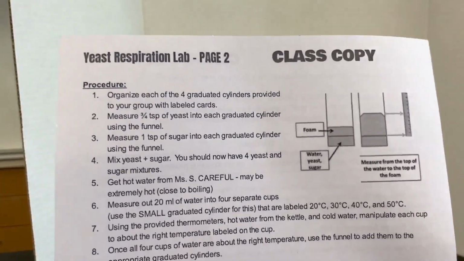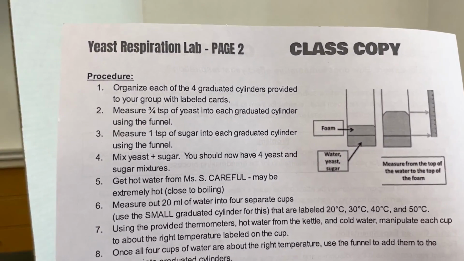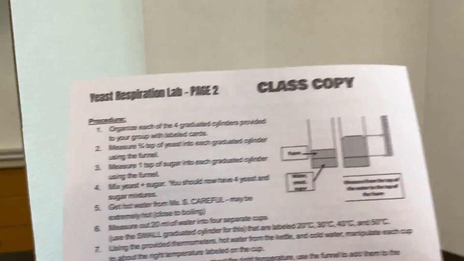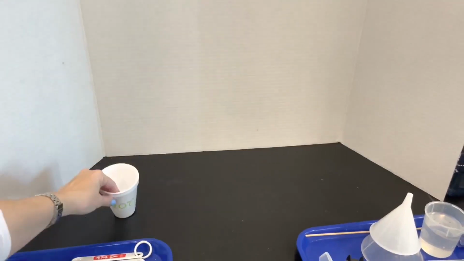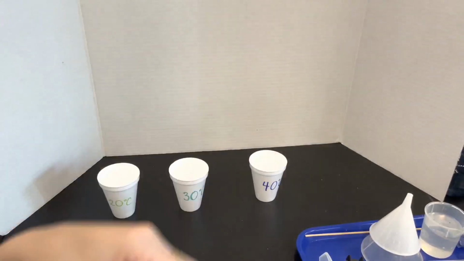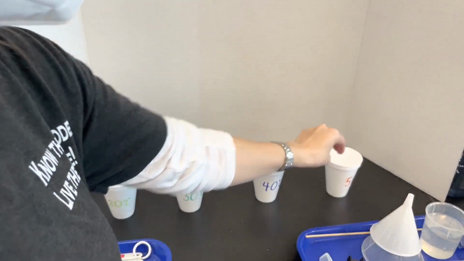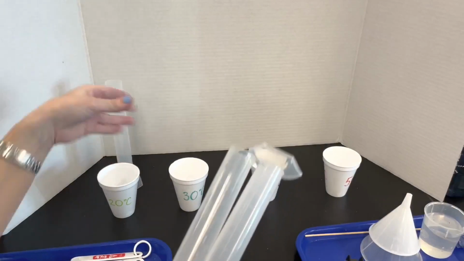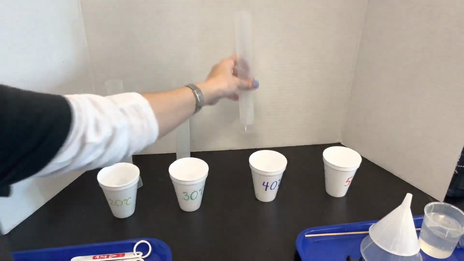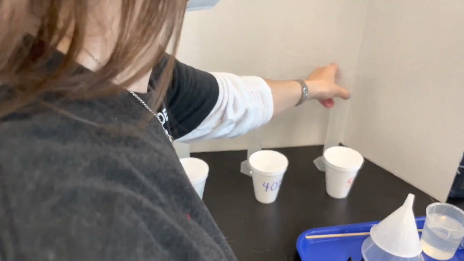And our first instruction is to organize each of the 4 graduated cylinders provided with labeled cards. We don't have labeled cards, but we do have labeled cups. So our 4 labeled cups are 20 degrees Celsius, 30 degrees Celsius, 40 degrees Celsius, and 50 degrees Celsius. We are going to set up 4 graduated cylinders to keep track of which temperature we're testing. And we're on to step 2.